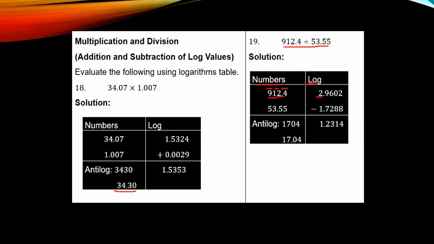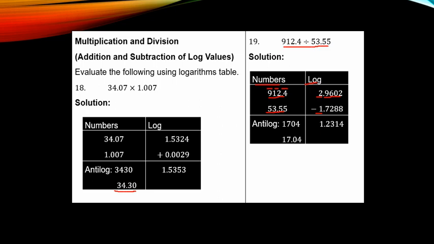From your logarithm table, you check 91 under 2 difference 4. That is 9602. For the second number, 53.55, the characteristic is 1. That is because you subtract 1 from the 2 digits before the point.